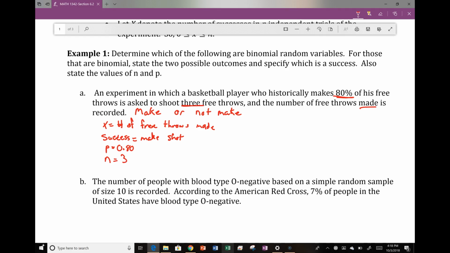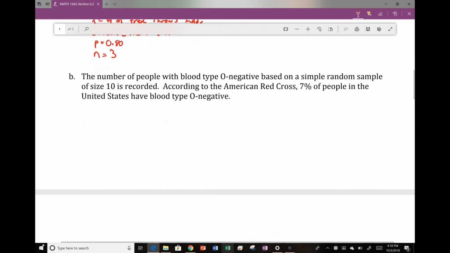Now let's look at part B. The number of people with blood type O negative based on a simple random sample of size 10 is recorded. So let's think about blood types. There are multiple blood types, but we have one specific that we have. So we're either type O negative or we're not type O negative. So since this is either we're type O negative or we're not, this one is still a binomial.